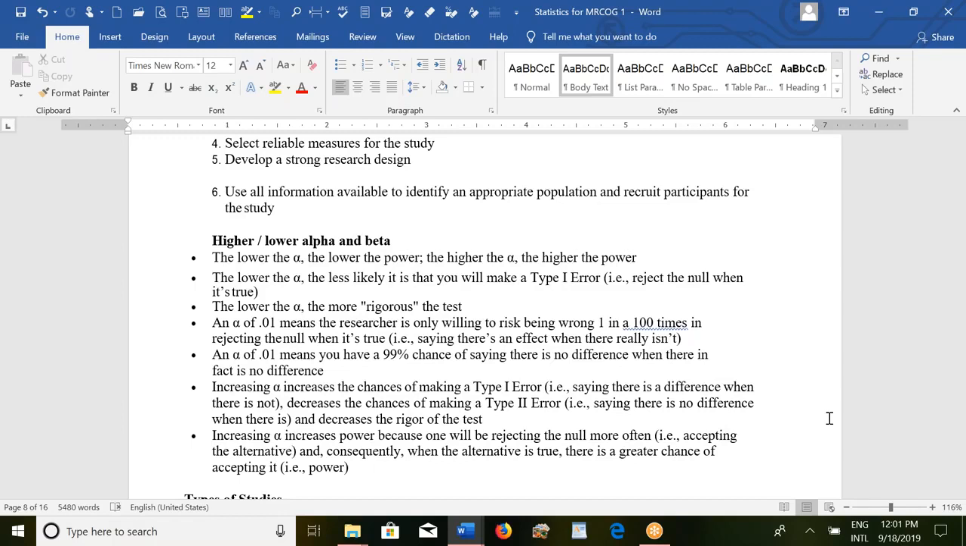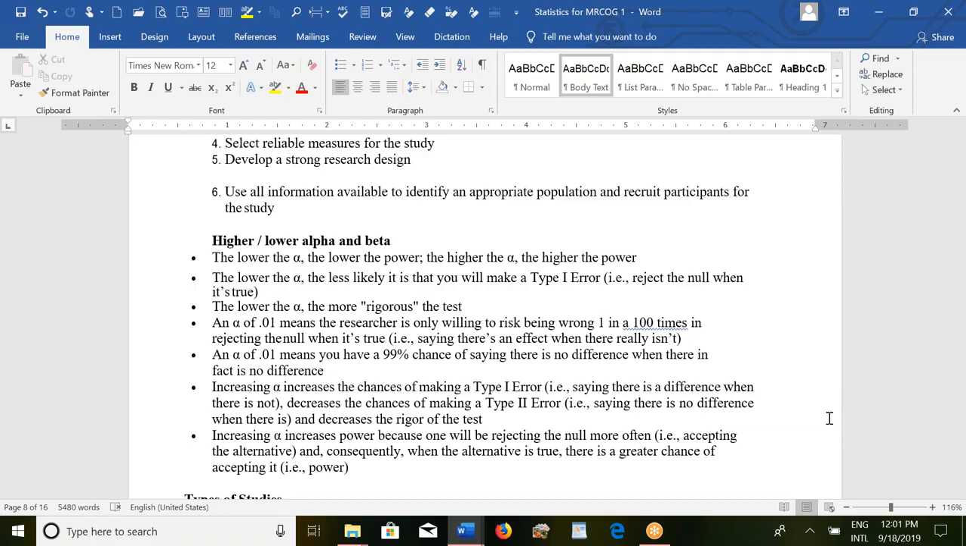An alpha of 0.01 means the researcher is only willing to risk being wrong 1 in 100 times in rejecting the null when it is true, or saying there is an effect when there really is not. An alpha of 0.01 means that you have a 99% chance of saying there is no difference when, in fact, there is no difference.